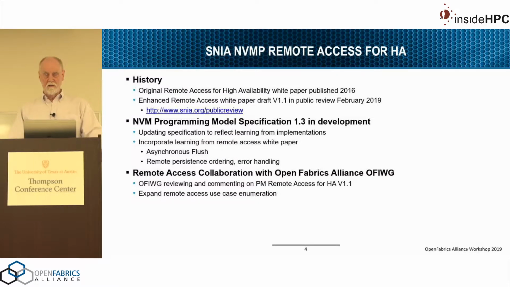There's a second effort that the non-volatile memory programming TWIG has been working on called remote access for HA. This was taken up a couple of years ago. The first white paper was published in 2016. It was just, you can ignore it, frankly. It was enhanced and published just last month for public review, this so-called 1.1. The TWIG has been working on this for the last couple of years. I've been contributing to it heavily. It's basically a mapping of the NVM programming model to an RDMA provider. I'll show a little more detail on the next slide.